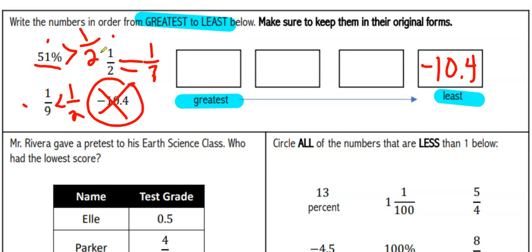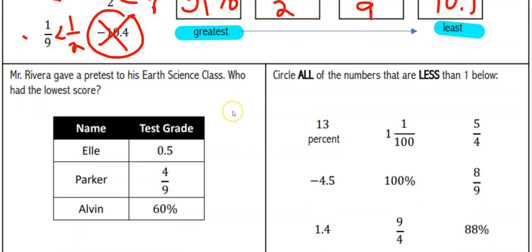We took our negative, so now the one that's greater than 1/2 is going to be first, 51%. Followed by the one that is 1/2, and then 1/9 is really close to 0. So that's going to be our order. Now sometimes we can change things to decimals if we need to, but for this particular one, we could just keep them in our regular form and think about our number sense, like what they're closest to.